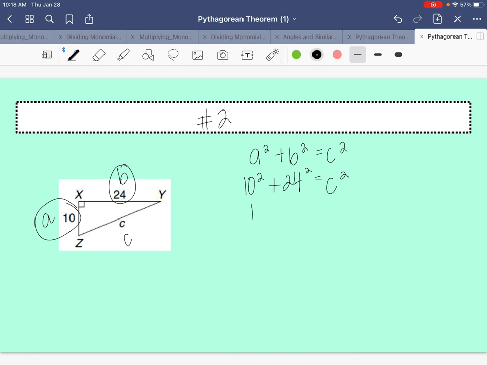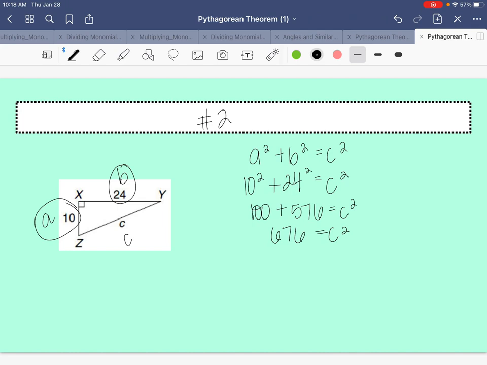In my calculator, I know that 10 squared is 100, and then 24 squared is 576. And all of that will equal C squared. 100 plus 576 is 676, and that will equal C squared.